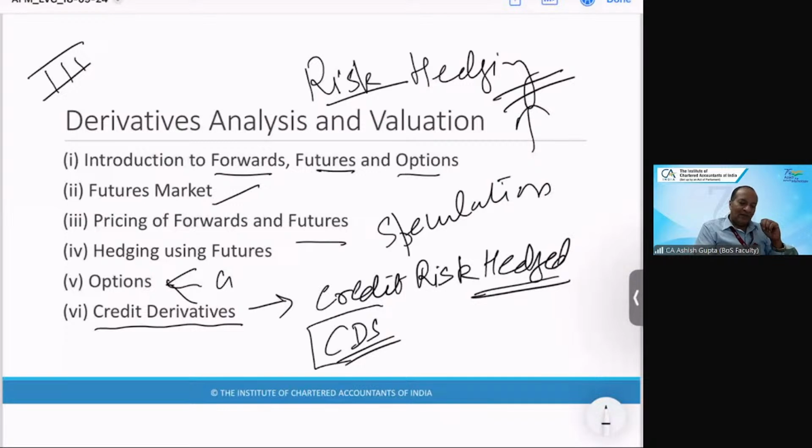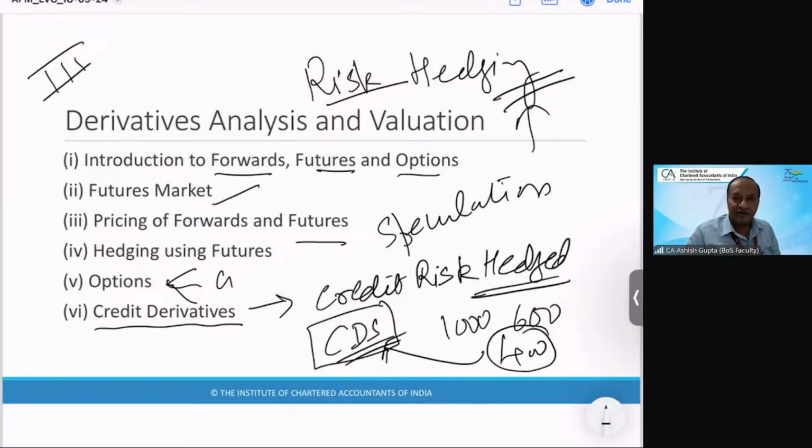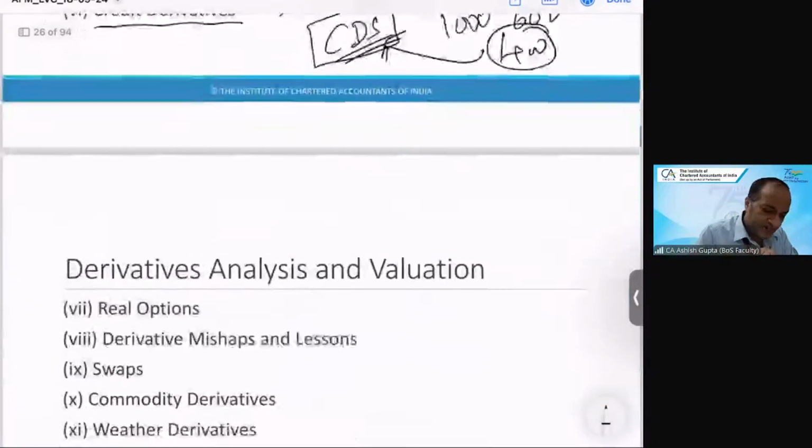They will charge some premium, of course, they are not free, and they will give you the guarantee. If the company fails to pay any part, like the interest payment or the principal repayment, we will make good your losses. Suppose the company has to refund 1,000 and they refund only 600, then the 400 shortfall will be covered under the credit default swap agreement contract. So this is a credit derivative.